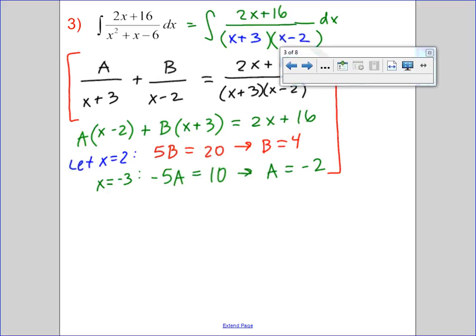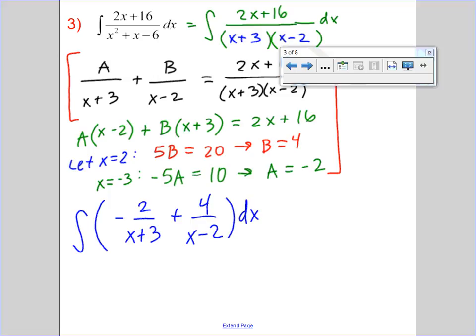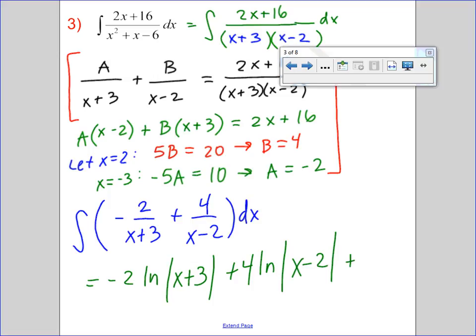All right, let's rewrite the original then. We want the integral of -2 over x plus 3 plus 4 over x minus 2 with respect to x, and that's a one-stepper in each case. So I get the opposite of 2 natural log of absolute value x plus 3 close bars plus 4 natural log of absolute value x minus 2 close bars plus c, and we can box at that point.